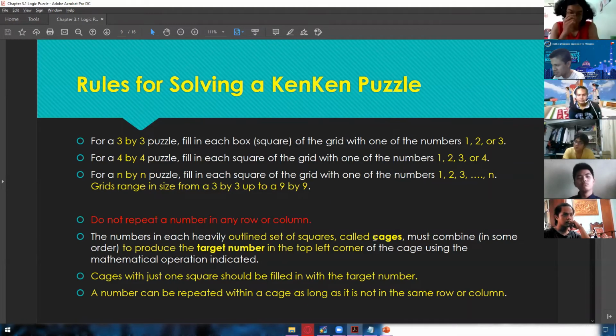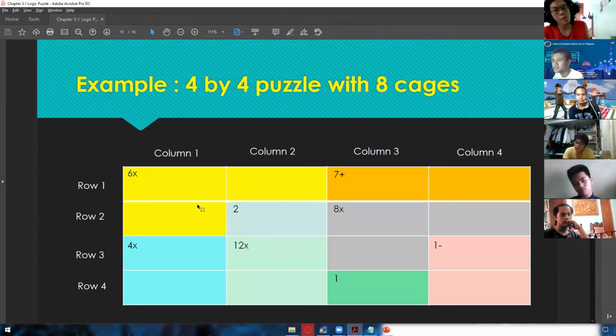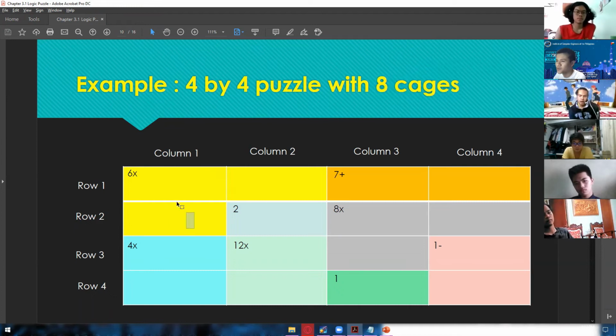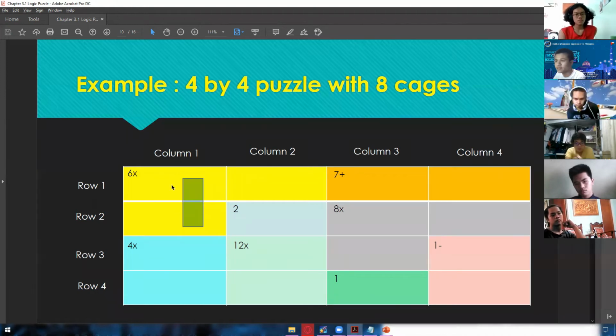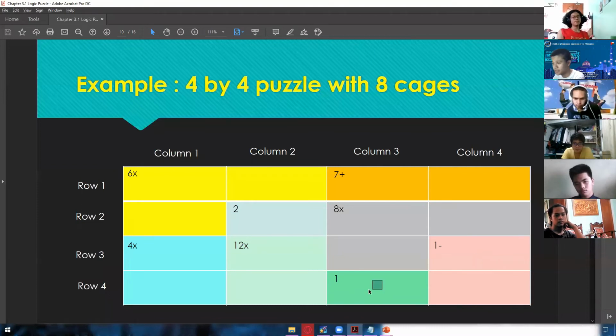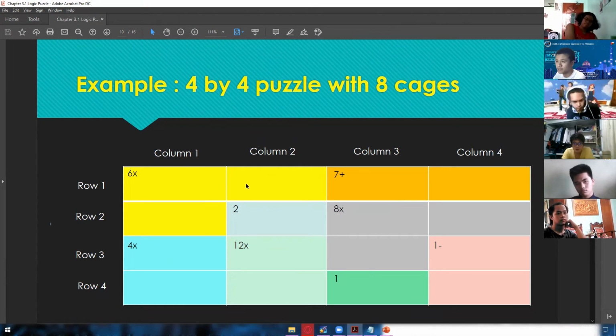So what is this cage that I'm talking about? Let's start by solving this 4x4 puzzle. As you can see, it says here 8 cages. What are those cages? This yellow color right here is 3 cells, and this is 1 cage. Another cage for the orange, another cage for this one, another for this one, and another cage for this one cell. This is also possible: one cell is equal to one cage. Two cells are equal to one cage, and then two cells are equal to one cage. If you count those cages, we have a total of 8 cages: 1, 2, 3, 4, 5, 6, 7, and 8.